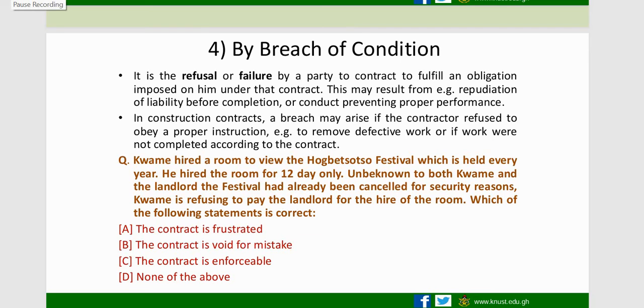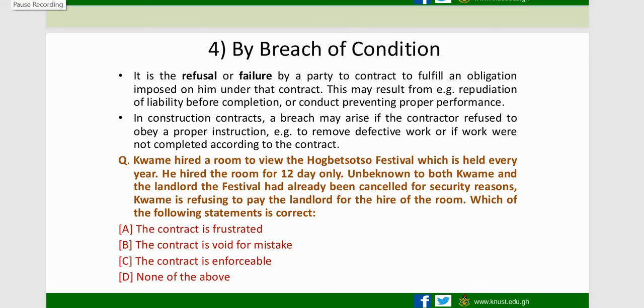Yes. So let's read this question. It says Kwame hired a room to view the Hobochocho festival, which is held every year. He hired the room for 12 days only. Unbeknown to both Kwame and the landlord, the festival had already been cancelled for security reasons. Kwame is refusing to pay the landlord for the hire of the room. Which of the following statements is correct? A. The contract is frustrated, right?